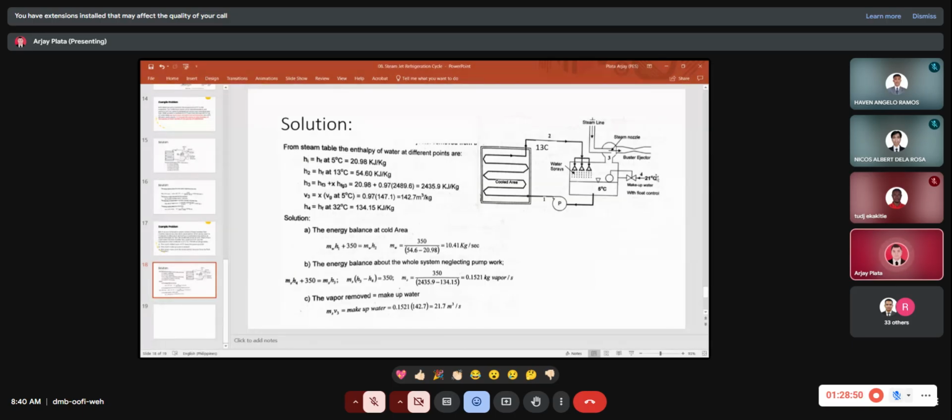So please disregard na lang this temperature. So hindi naman siya provided. Hindi natin nagamit yung temperature ng makeup water. Okay, question.